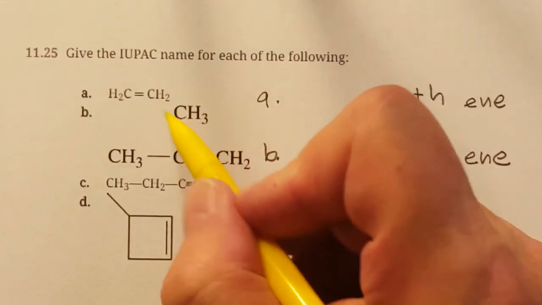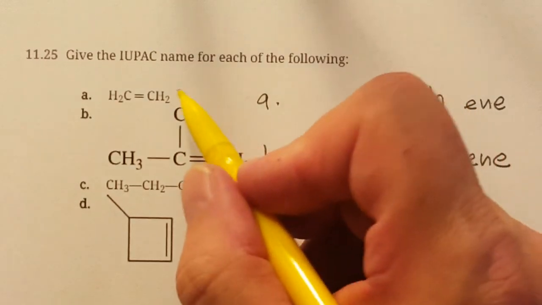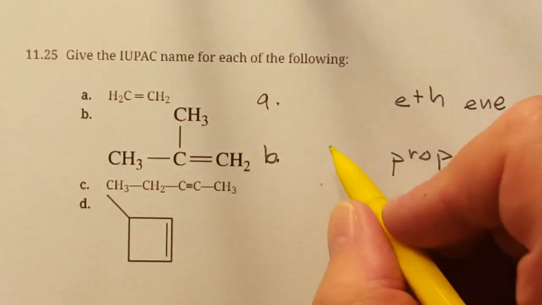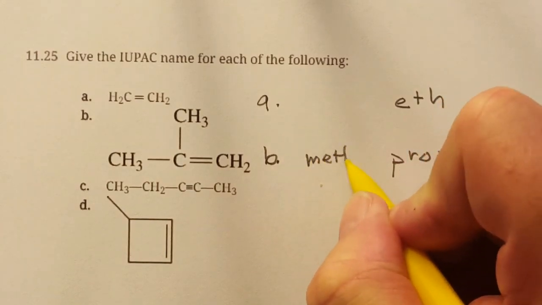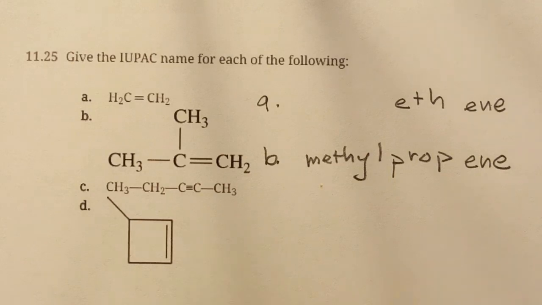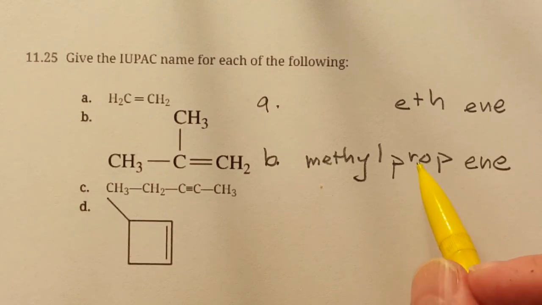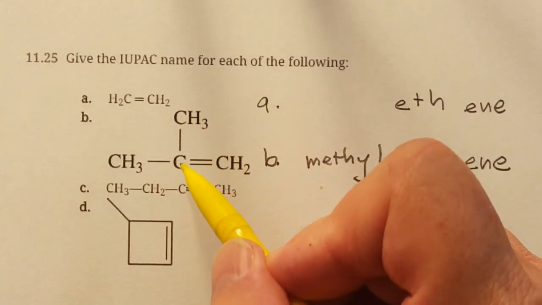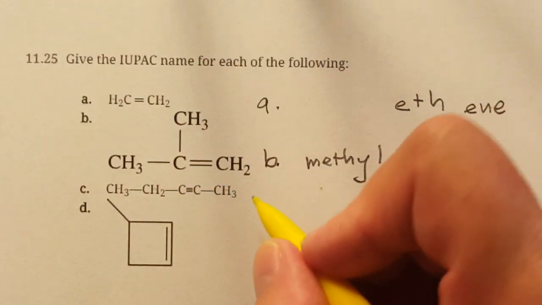Now, there is a substituent group, and that is a methyl group on carbon number 2. So that's going to be methylpropene. Do we need to indicate where that methyl group is? Adding a methyl group to propene, there's only one option, so it's not necessary to designate that that methyl group is bonded to carbon number 2. Let's move on to C.